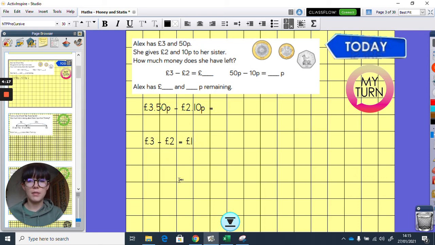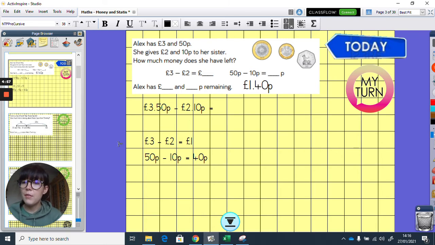How many pence do we have left? We started off with 50p, and then we took away 10p because she gave that to her sister. 50 take away 10 is 40p. So how much does she have left? We just need to add up these two answers to get our full answer. £1 and 40p. That's our answer. So this one was quite easy. We could just split it up and get the answer that way.